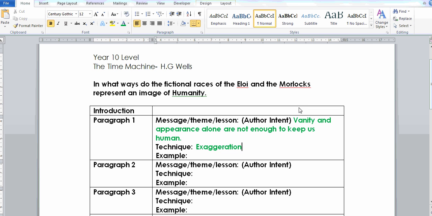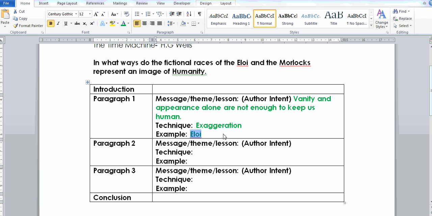But what it's supposed to teach us is the fact that these are versions of our own vanity that exists within us. So of course the technique is the exaggeration, and in this case the example is the Eloi. Okay, so the example within the book is the Eloi. Now using just these 3 points, this is enough to make a start on my first paragraph, and I'm going to show you a little bit about how these 3 points fit together.